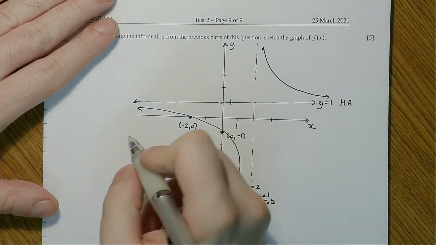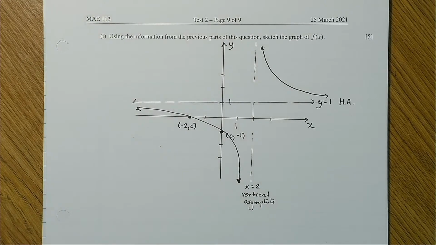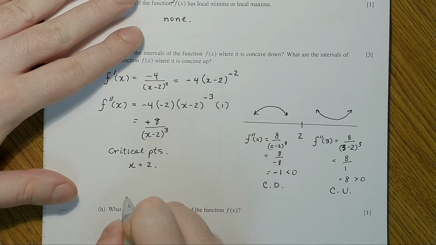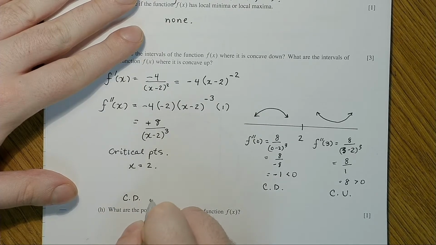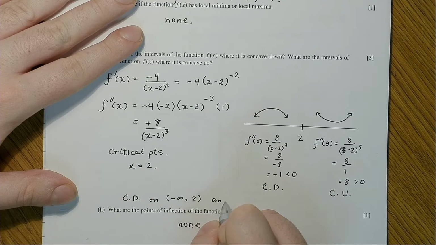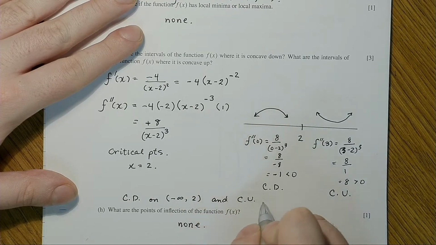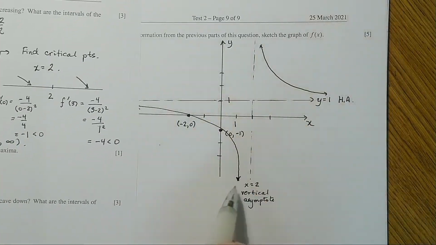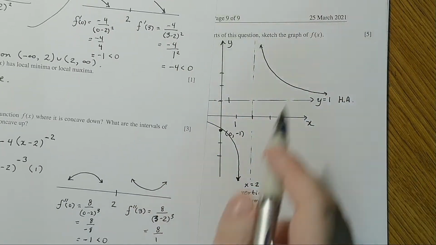And that matches. So I had on the previous one that my interval was concave down on minus infinity to 2 and concave up on 2 to infinity. So in this case, it's concave down, so that works. This works. This is concave up.